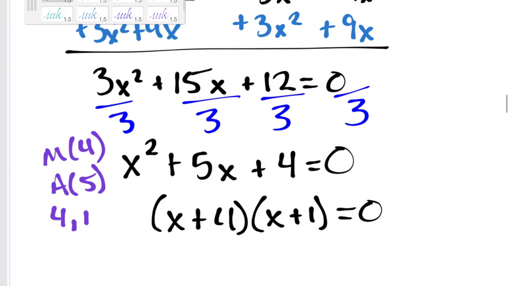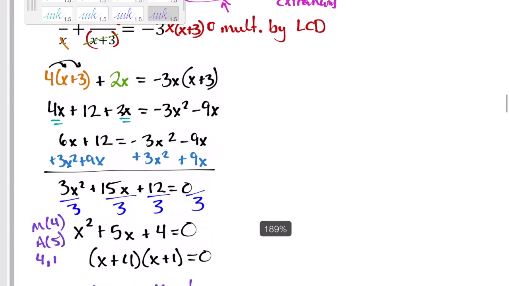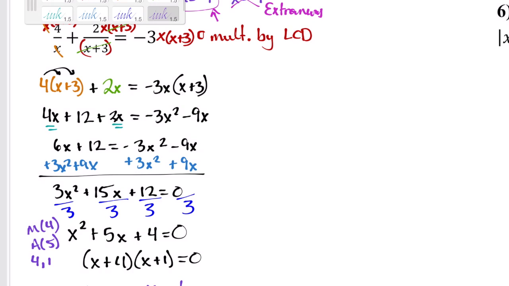Setting each equal to 0, I would end up with an x equal to negative 4 and an x equal to negative 1. And again, we want to check our solutions. Because we have our x in the denominator, we want to make sure that if we were to plug something in, it wouldn't give us 0 in the denominator. We're not allowed to divide by 0, and that's how the world explodes.